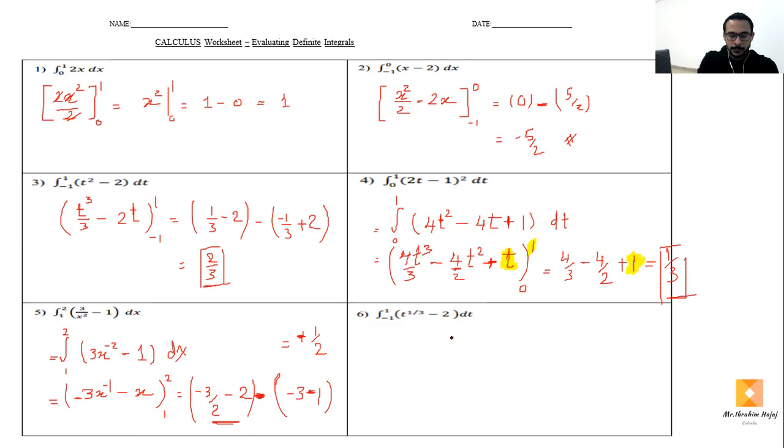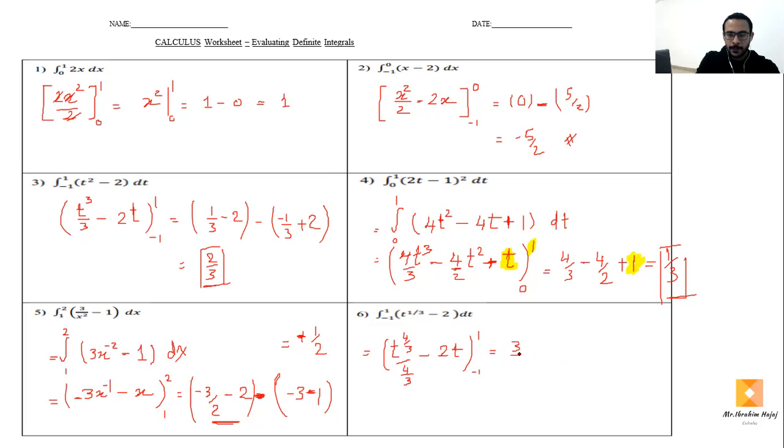Hisham, number 6. Yes, James. t to the power one third minus 2, that's the integral. Okay, so 1 over 3, we add 1, so it will be t exponent 4 over 3, over 4 over 3, minus 2t. Yes. Then we'll substitute with 1.